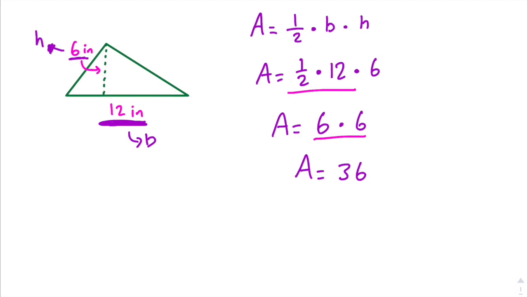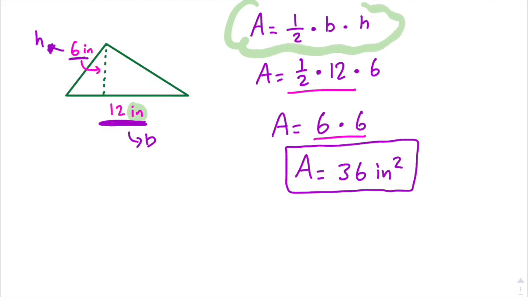So now the last part is to include our units, which ends up being inches. But since we're dealing with area now, we have to include the little 2. So this ends up being the area is 36 inches squared. And so just so you remember, this is the formula for area of a triangle. And that's all you do.